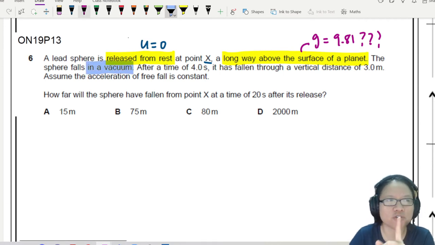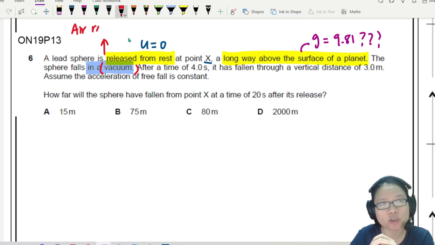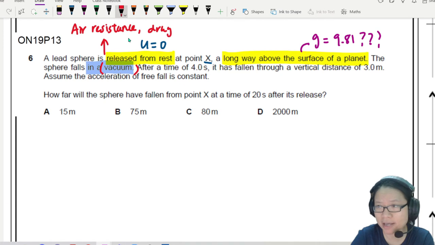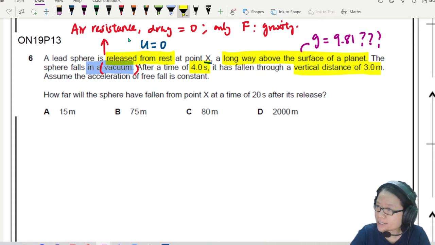What is the implication of falling in vacuum? When you see the term vacuum, this immediately cues you in that the air resistance or the drag force is zero. So air resistance or drag is zero. Meaning the only acceleration here comes from gravity. Okay, so after a time of 4 seconds, it has fallen through a vertical distance of 3 meters. Assume the acceleration of free fall is constant.